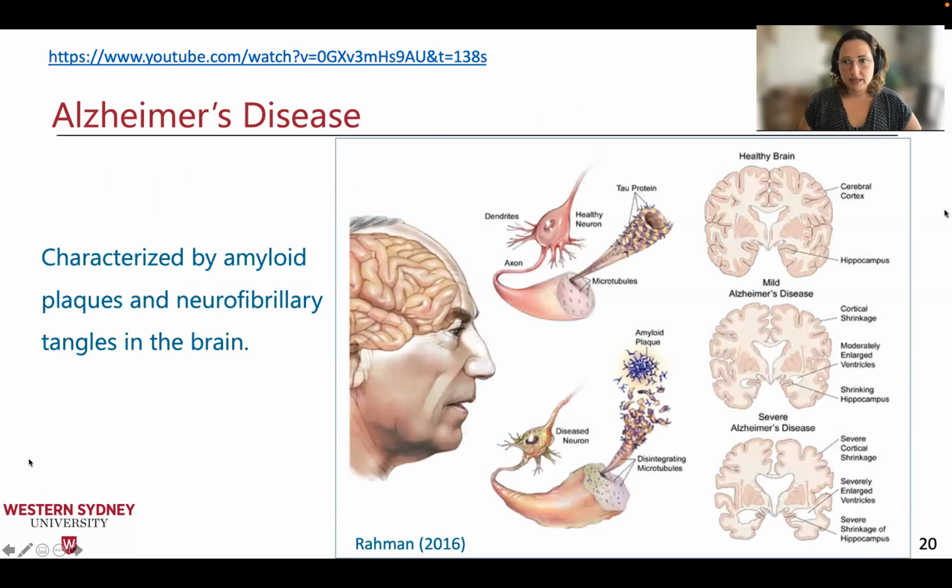Alzheimer's disease itself is very much characterized by amyloid plaques and neurofibrillary tangles in the brain. Here you can see that we've got a neuron, and a neuron is made up of your dendrites at the end of the neural body here, and then we have our axon that extends out and communicates with other neurons. What I'd like to do now is show you a very short video again, but on Alzheimer's disease, just to give a little bit of a broader understanding of what it is.